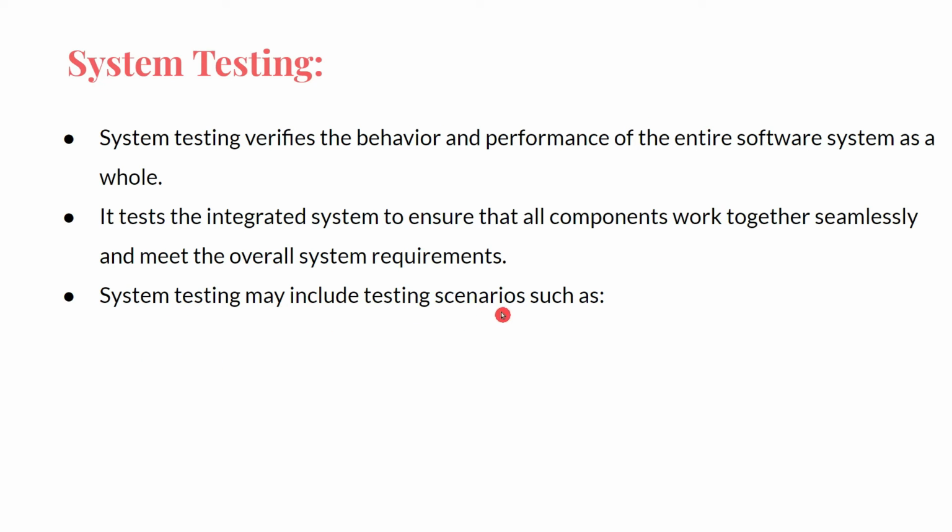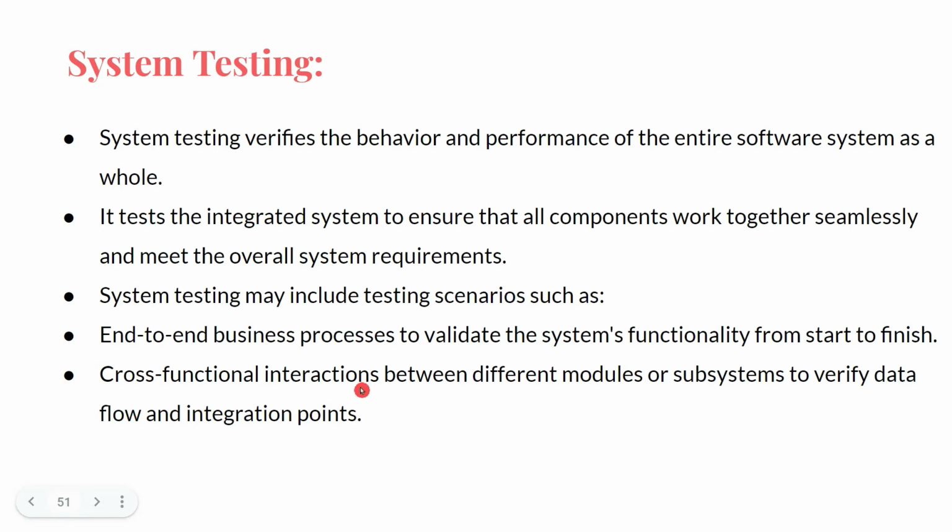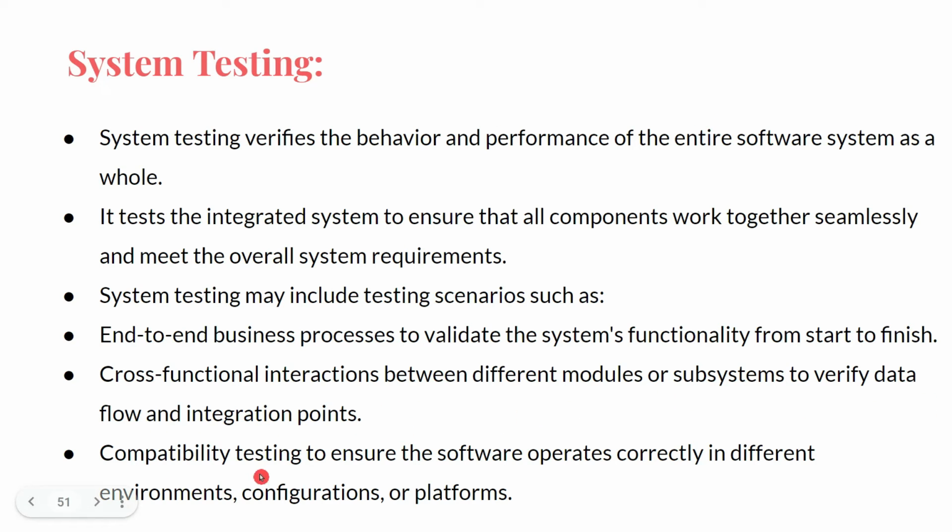System testing may include testing scenarios such as end-to-end business processes to validate the system functionality from start to finish. Cross-functional interactions between different modules or subsystems to verify the data flow and integration points. Compatibility testing to ensure the software operates correctly in different environments, configurations and platforms. All right. So system testing includes everything, all that you have learned till now, your unit testing, everything falls under that. You're testing end to end, everything, system testing.